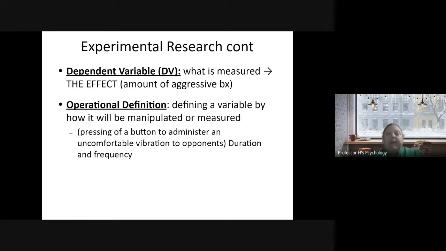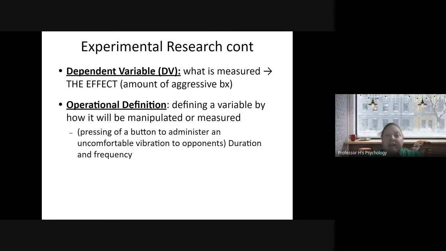Now, what do we mean by amount of aggressive behavior? Is that punching somebody? Is that kicking somebody? What does that mean? We have to clearly define what we mean by that, because this is something we have to measure. So we have to define it clearly. We do that by using an operational definition. The operational definition is defining a variable by how it will be manipulated or measured.